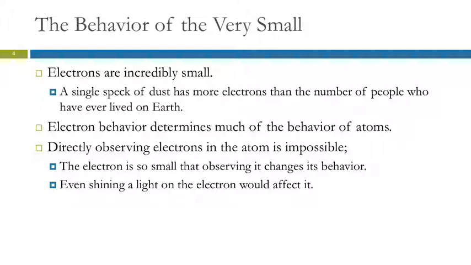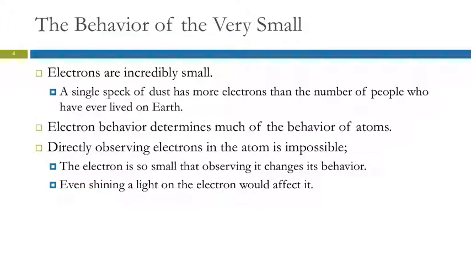Electrons are incredibly small. I mean, trying to think about how small an atom is pretty tough. Electrons are much smaller than atoms. So if you think about a single speck of dust, a little particle floating through the air, a single speck of dust has more electrons in it than the number of people who have ever lived on the Earth. That's a lot of electrons.